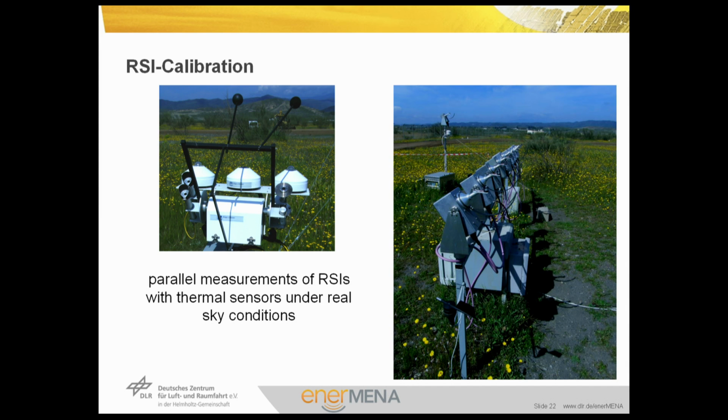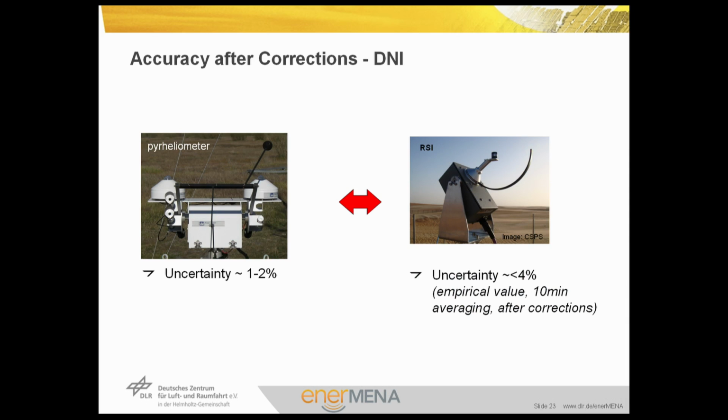RSIs have to be calibrated too. One option is to do so with parallel measurements of RSIs and thermal sensors under real sky conditions, as we see in the photo. After the correction, the accuracy of the RSIs was more or less 4%, as I said. For pyrheliometers, just to remind you, it is 1 to 2%.